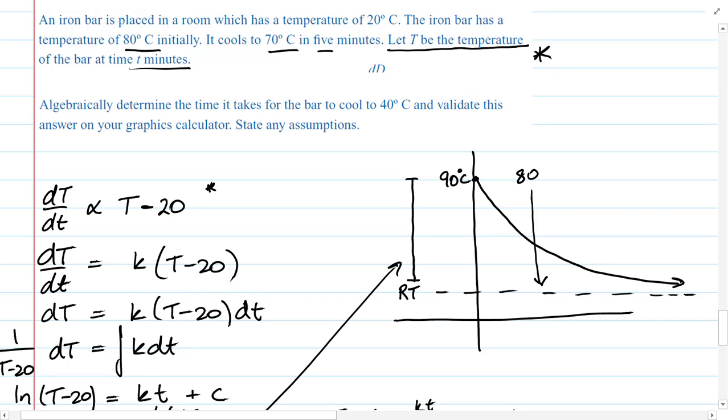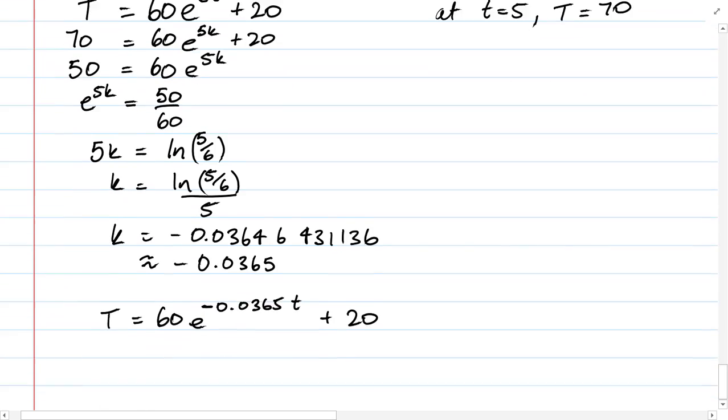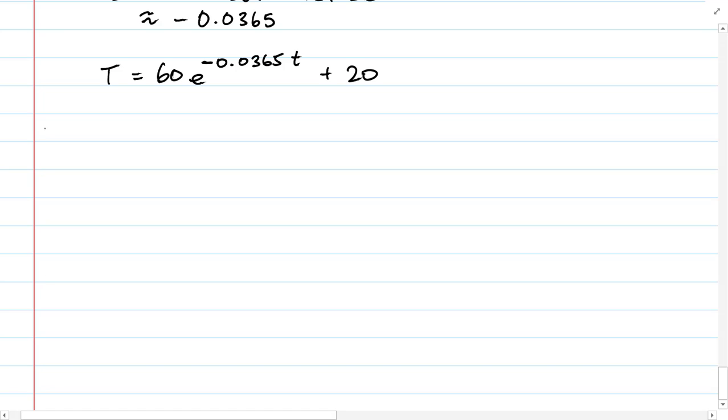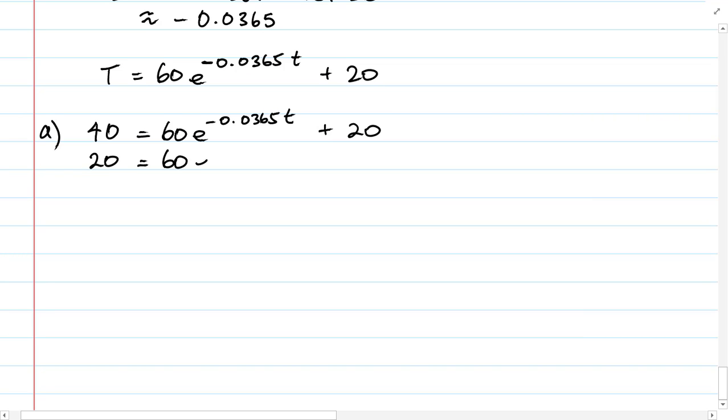Algebraically determine the time it takes for the bar to cool to 40 degrees Celsius. Validate this answer in your graphics calculator. State any assumptions. So I'm going to algebraically determine it. I'll write this down as question A so you can see the split. I want to know the time it takes for the temperature to equal 40. So I'm going to write down 40 is equal to 60 e to the negative 0.0365t plus 20.